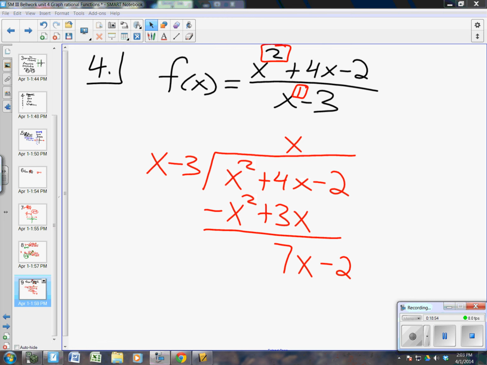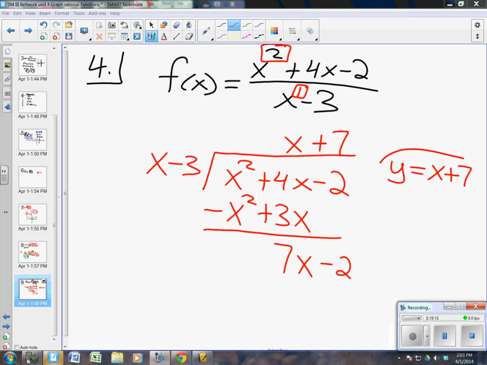Technically, the only thing we have left to do is say, what do I times x by to get 7x? 7. So when you put a plus 7 here, you don't have to go any further than that, because we don't care what the remainder is. Our equation of our oblique asymptote is the answer without the remainder. Y equals x plus 7 is the oblique asymptote.